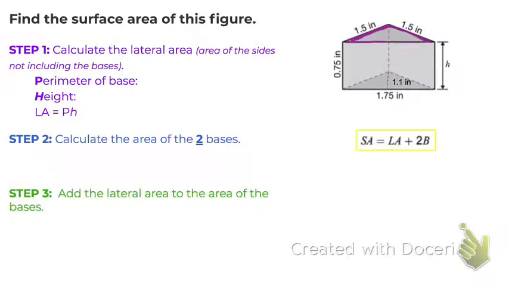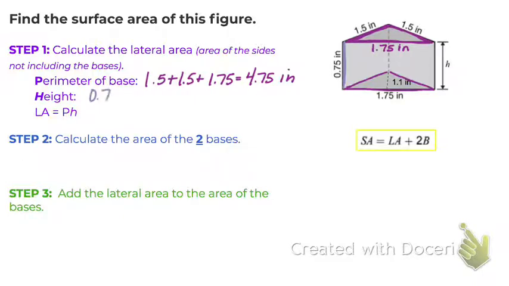What is the distance of this third side? Well, remember, it's identical to the triangle on the bottom base, so we know that third side is 1.75. So let's add those three numbers together to get the perimeter. And then we just multiply that by the height, which is the distance between the two bases. So when we multiply those together, we get 3.56 inches squared, approximately.